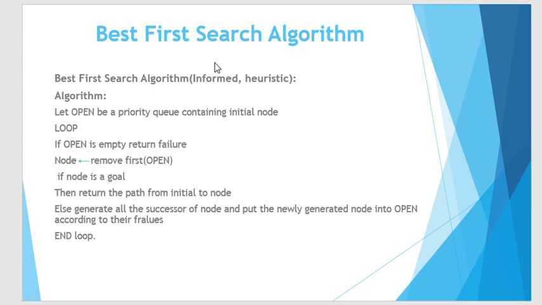So the informed search algorithm is under the technique of heuristics. Heuristics means it always provides the probable path and how much cost it will take to reach from the starting node to the goal node. It will provide it to us. Okay, so first of all, we will start with the algorithm.